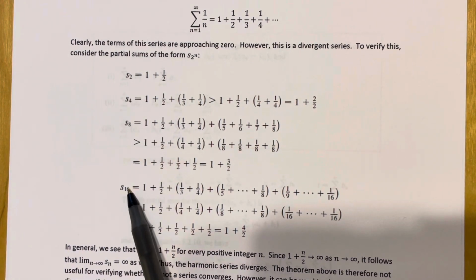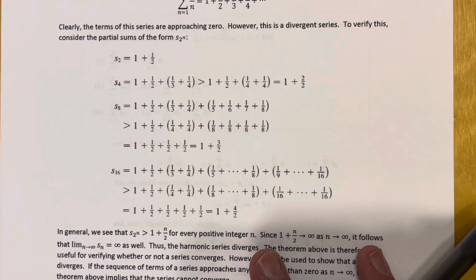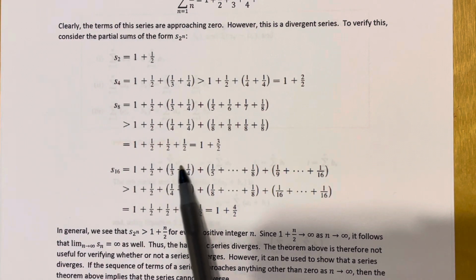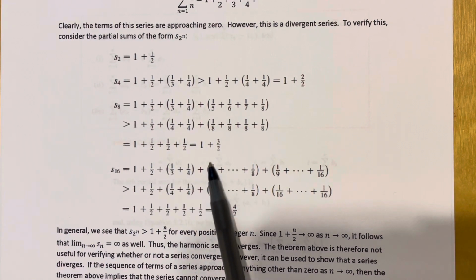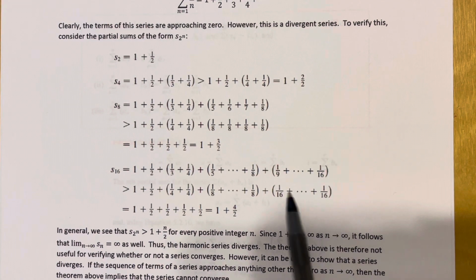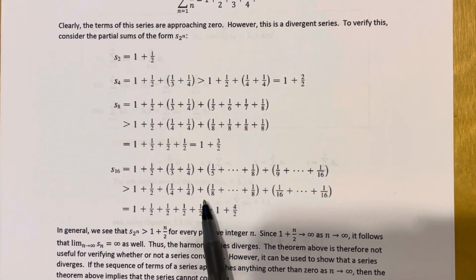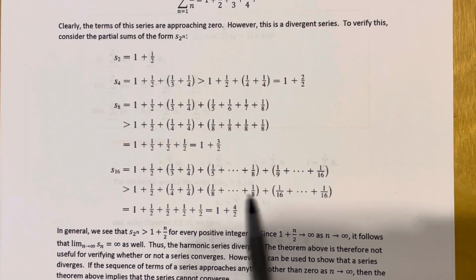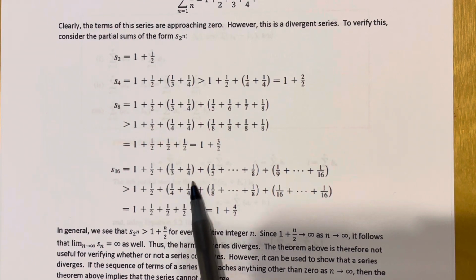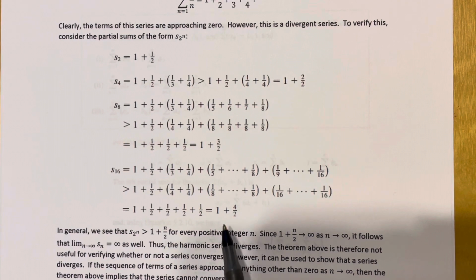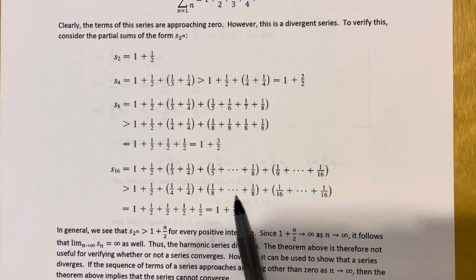2, 4, 8, 16. The next one will be the 32nd partial sum. But when I do this and I group up terms, 2 terms here, 4 terms here, 8 terms here, those groupings would all add up to 1/2 if I replace them all by the smallest fraction in the grouping. So for example, in this grouping, we replace the 1/5, 1/6, 1/7 all with 1/8.